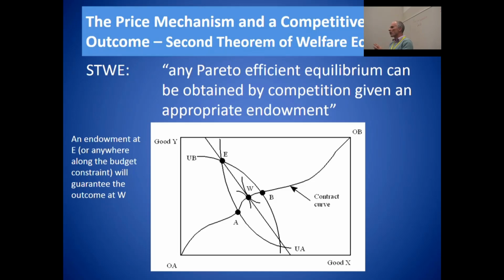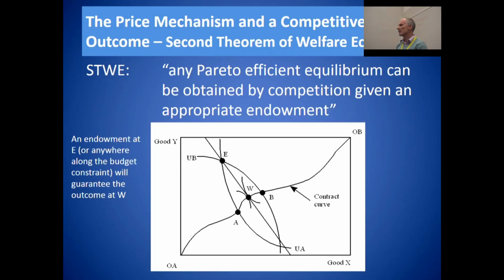That's where the government would like the economy to be, where there's not a huge amount of inequality between the consumers. Well, what does the second theorem of welfare economics say? It says that if the government wants the economy to be at point W, that will be fine. You can rely upon market forces to achieve this if the initial endowment is at point E, or indeed anywhere along that budget constraint. Competitive forces would lead to a Pareto efficient outcome, and that would be guaranteed to be at point W. That's what the second theorem of welfare economics says.